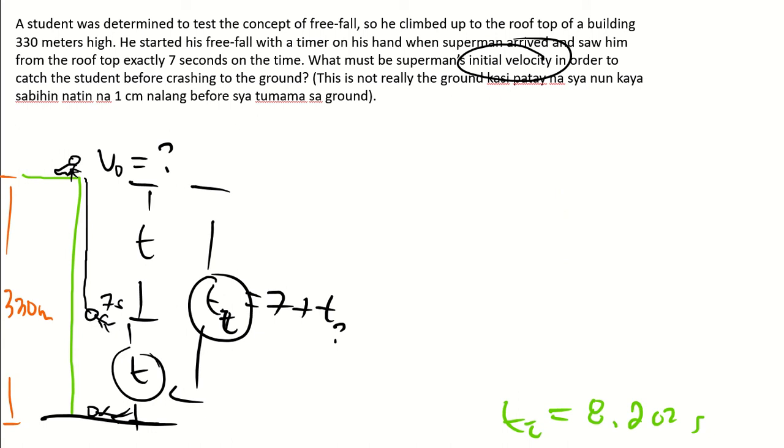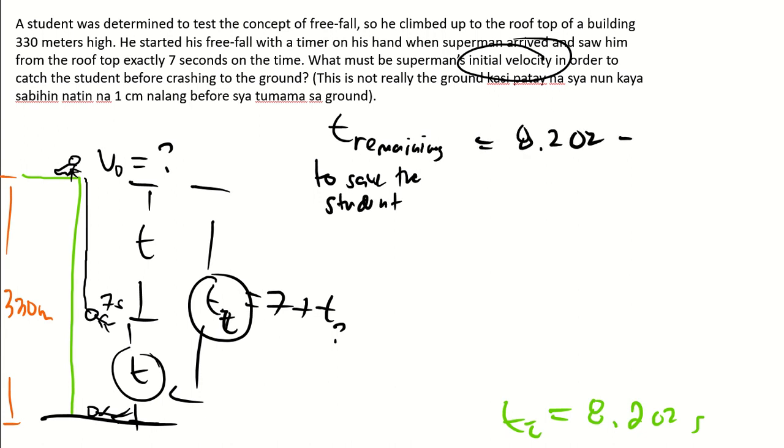Tapos, yung time remaining to save the student is equivalent to 8.202 minus 7 seconds. So, that is basically 1.202 seconds. So, meron na lang 1.202 seconds si Superman para iligtas ka. Okay? So, ano yung formula na gagamitin mo? Madali lang.